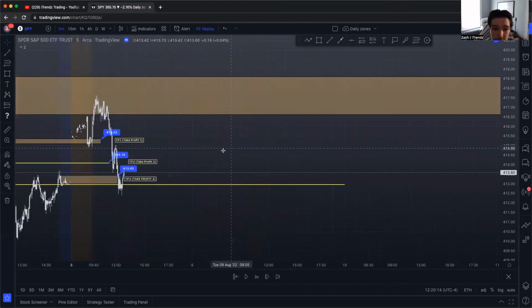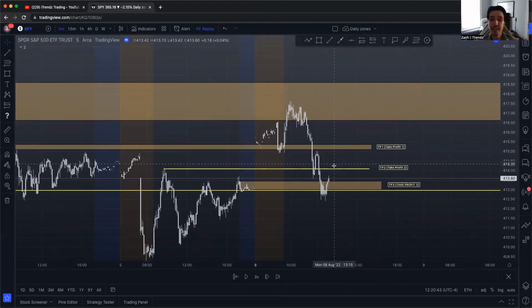As you can see right here, let's zoom in a bit, I just extended these. So as you can see here, we hit our first take profit, and then we fell to our second take profit, and we had a nice backtest of our first take profit, which literally lets us know, this backtest right here, this retest of this level, this stock trying to either break or fail this level.